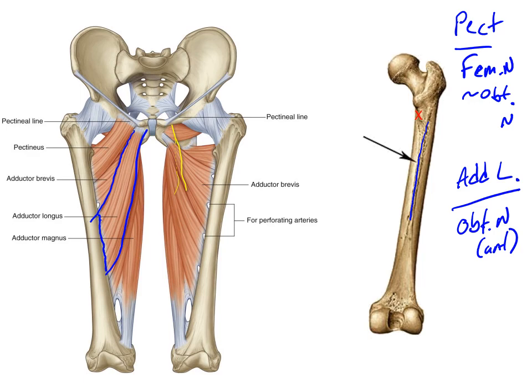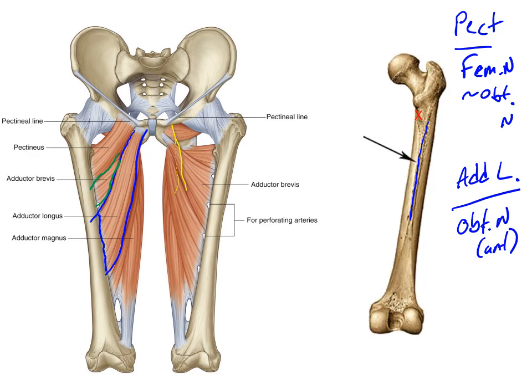The adductor brevis lies just deep to the pectineus and the adductor longus muscles. Here we can make out some portion of the adductor brevis muscle. It is triangular in shape with its apex attaching to the body of the pubis and its base attaching to the pectineal line and linea aspera.